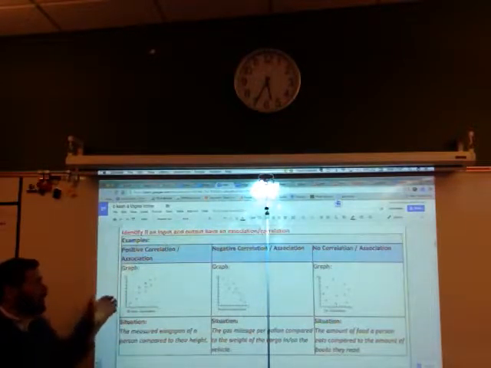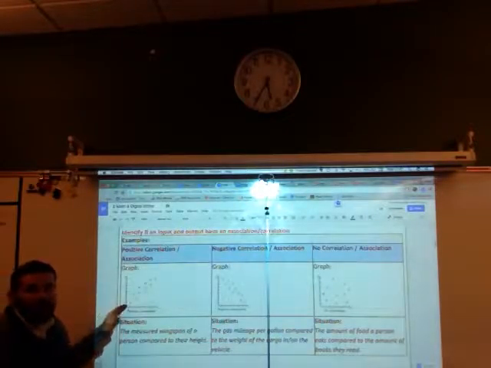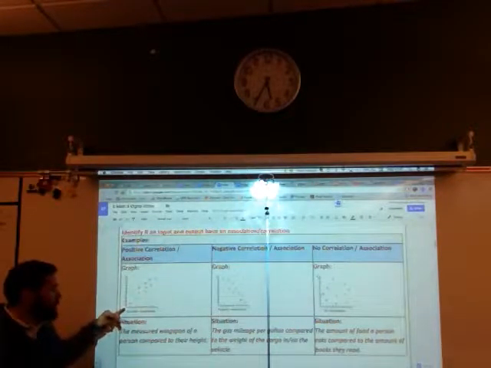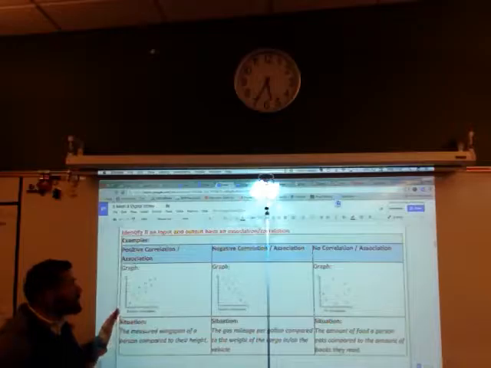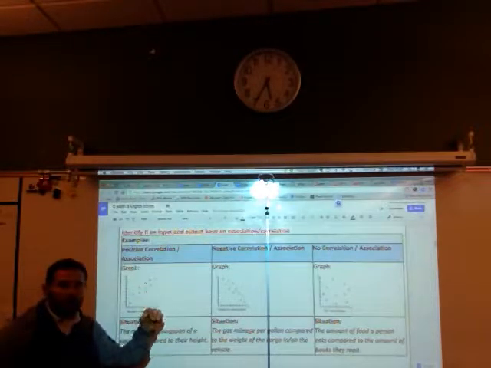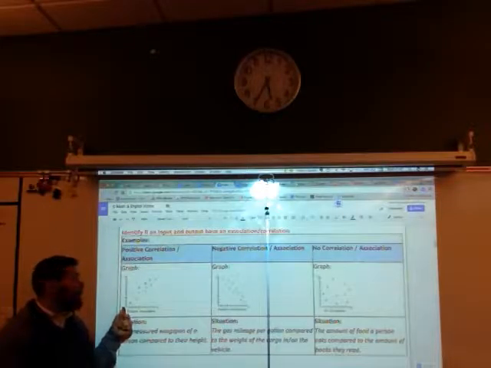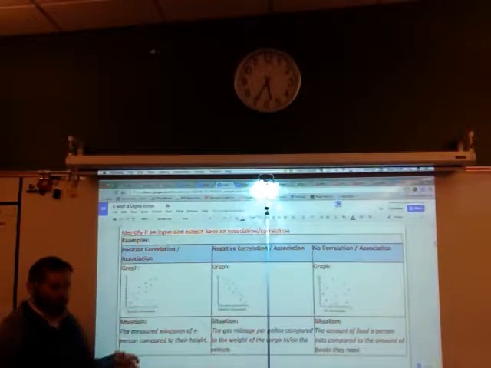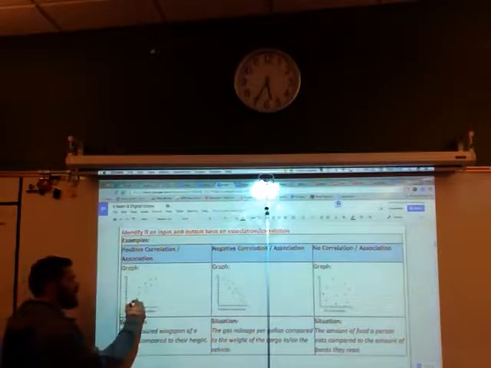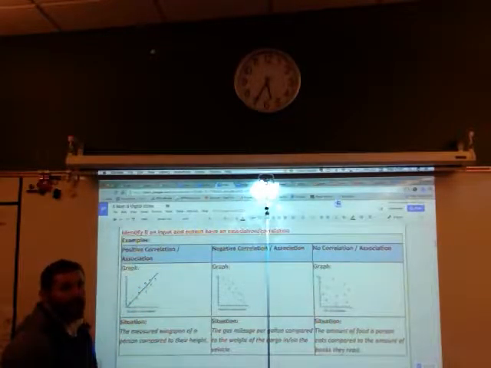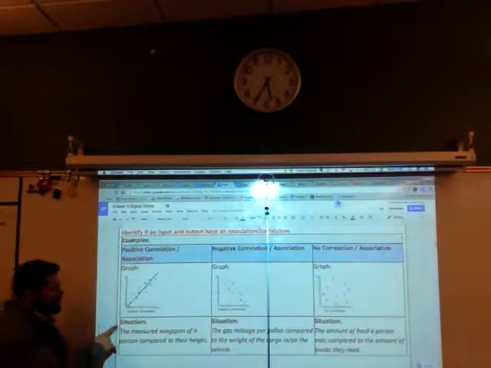So an example could be like a graph right here. This is showing positive association because as I read this graph left to right, it looks like it's growing positively. It looks like it's going up. So I could actually even describe this fully and call it a positive linear association because it looks like it's growing up in a straight line. So it could be positive linear association.